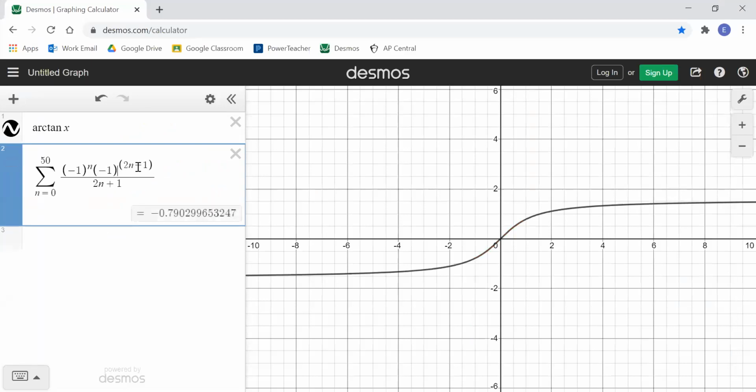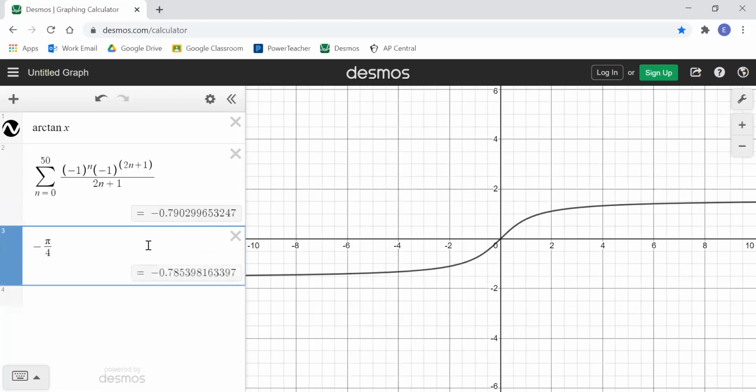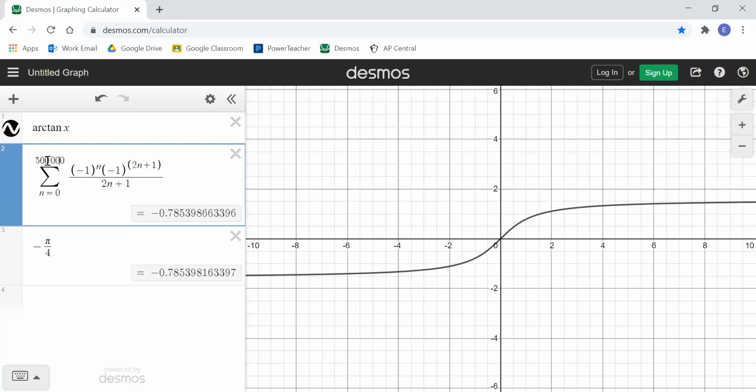with a negative 1. And so when I do that, and I look at the first 50 terms, negative 0.790299653247 looks pretty good, pretty close to what negative pi over 4 is. If I throw in 500 terms there, it's getting even closer. And if I put in 500,000 terms, it's looking awfully good, right? It's off by a bit still, but it's getting pretty good. Would you all agree?